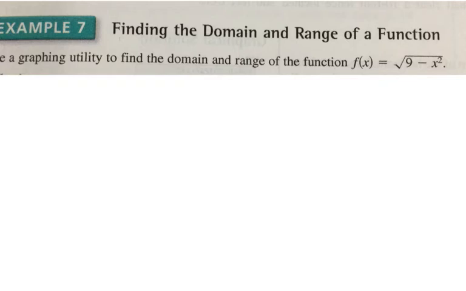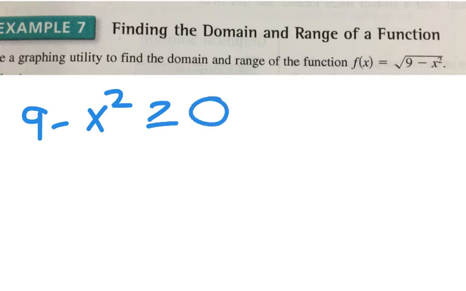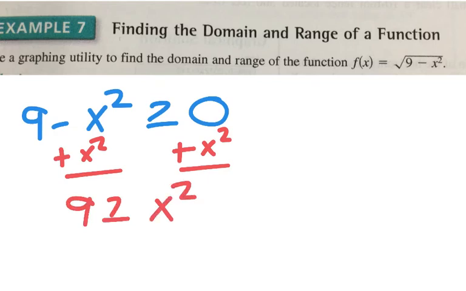So how do I make sure I do not take the square root of a negative? I take what's underneath the square root and I say it can't be negative. It must be greater than or equal to 0. So I could say 9 minus x squared must be greater than or equal to 0. I could add x squared to both sides. So that's going to tell me 9 is greater than or equal to x squared.